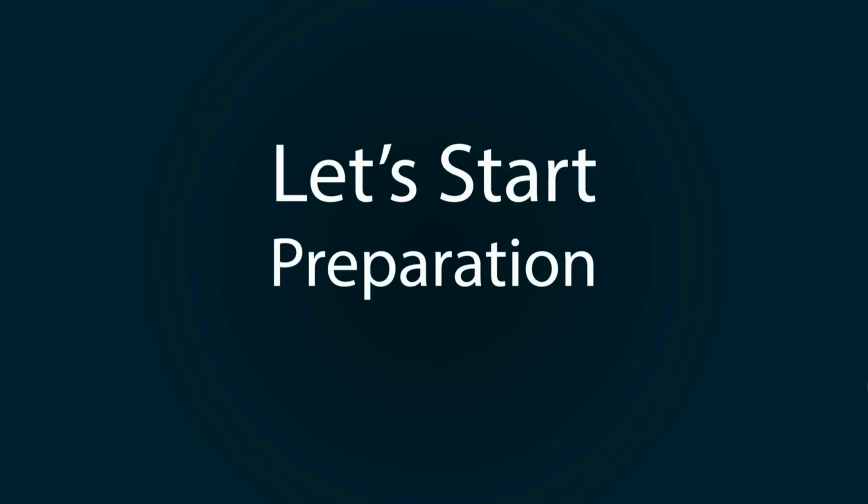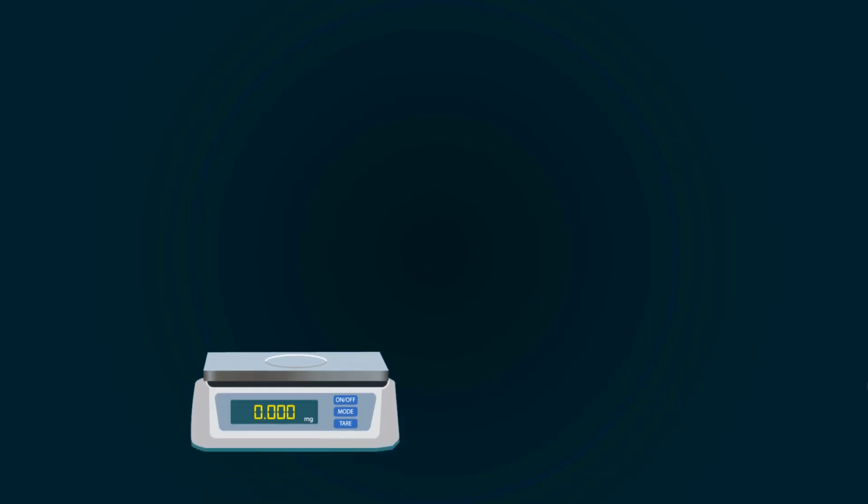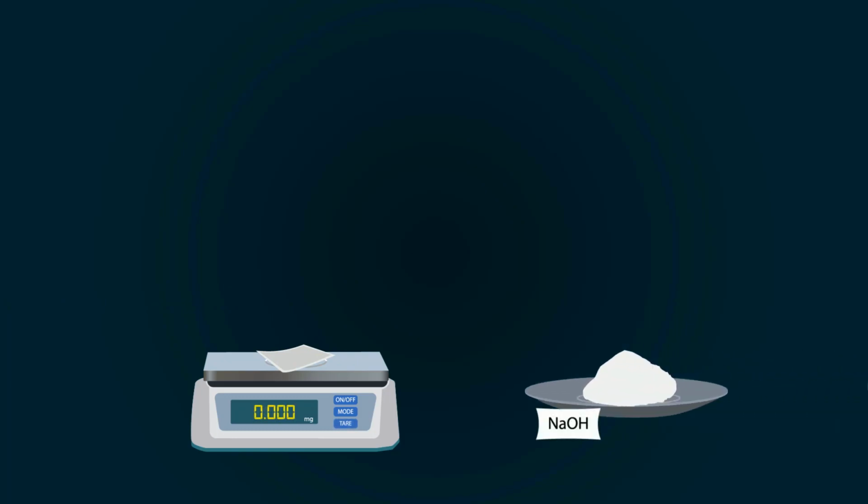Let's start our preparation. First of all, take a weight balance and power it on. Put weighing paper on it and tare it down. Now start adding solute onto the weighing paper with the help of a spatula. You have to measure the solute up to 100 milligrams.